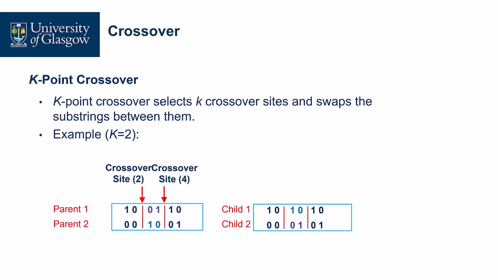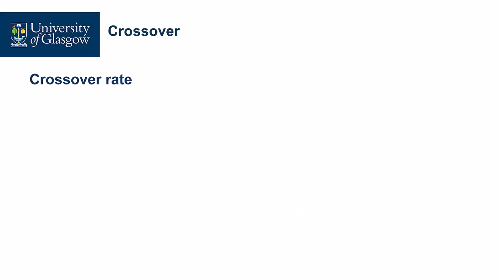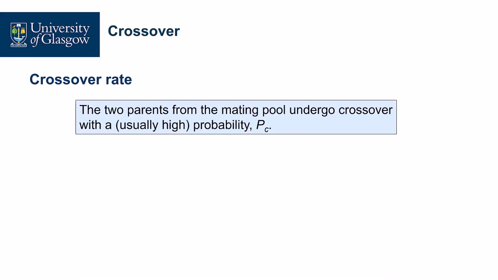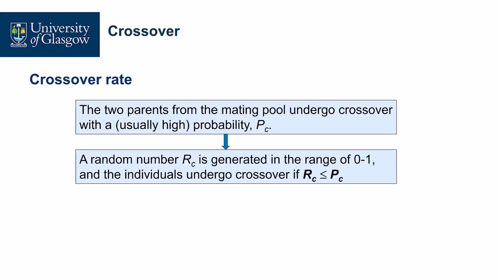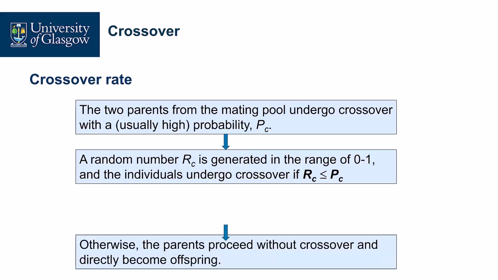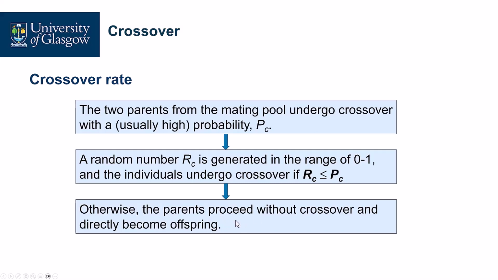For the next step, I will introduce a new concept. We call it crossover rate. Crossover rate means that not in all cases does crossover happen. So it has a rate. We call it PC. The 2 parents from the mating pool undergo crossover with a probability PC. To implement this, we generate a random number, we call it RC, between 0 and 1. Then we compare it with PC. If RC is smaller than or equal to PC, then we do crossover on these 2 parent solutions and generate 2 child solutions. Otherwise, we don't do crossover, and the 2 parent solutions themselves become the offspring solutions. Later I will show you an example. Normally we want to promote crossover, so PC is often high, from 60% to 90%.